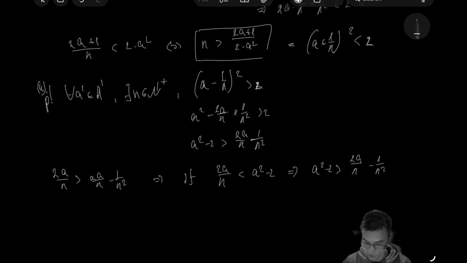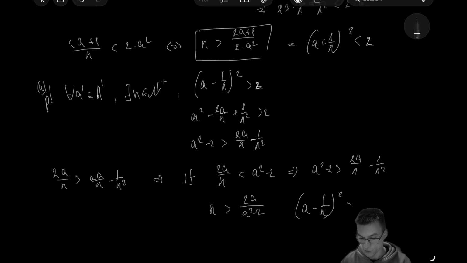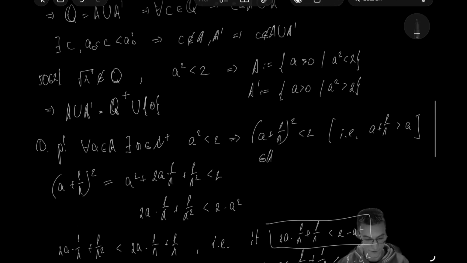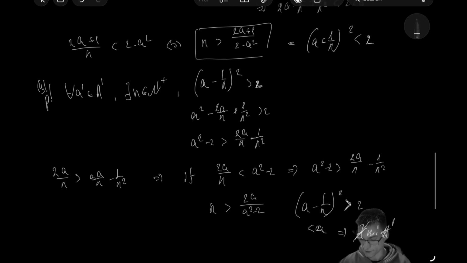Nice. So we just need to choose n large enough such that n is greater than 2a over (a squared minus 2). If we choose such n, which is the positive natural, then we can conclude that there is such a number, a minus 1 over n squared, which is greater than 2. And it is less than just a, which means there is no minimum element in the upper class. That kind of means that there is no minimum element in our upper class, right?